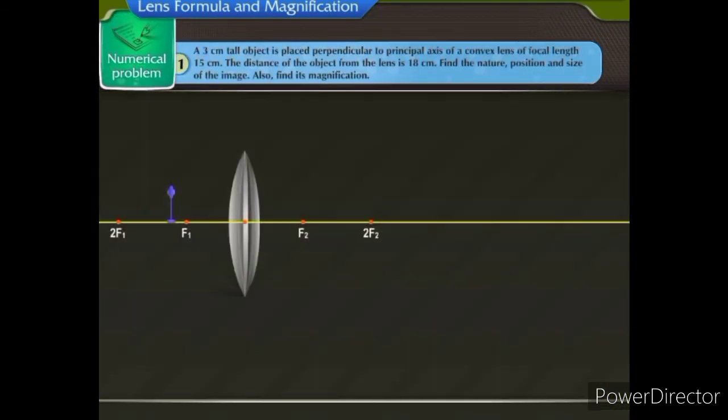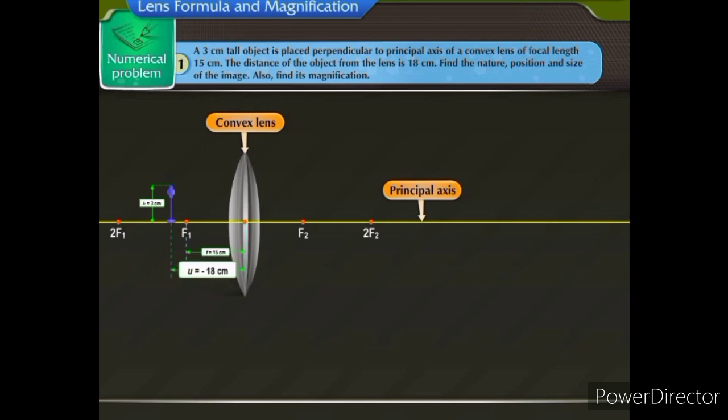Numerical problems. 1. A 3 cm tall object is placed perpendicular to the principal axis of a convex lens of focal length 15 cm. The distance of the object from the lens is 18 cm. Find the nature, position, and size of the image. Also, find its magnification.